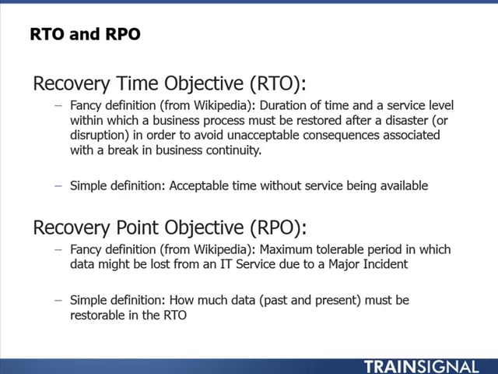Well, when talking about recovery time objective, RTO, the fancy definition from Wikipedia is the duration of time and a service level within which a business process must be restored after a disaster or disruption, in order to avoid unacceptable consequences associated with a break in business continuity. Now, the simple version of that is an acceptable amount of time without service being available.